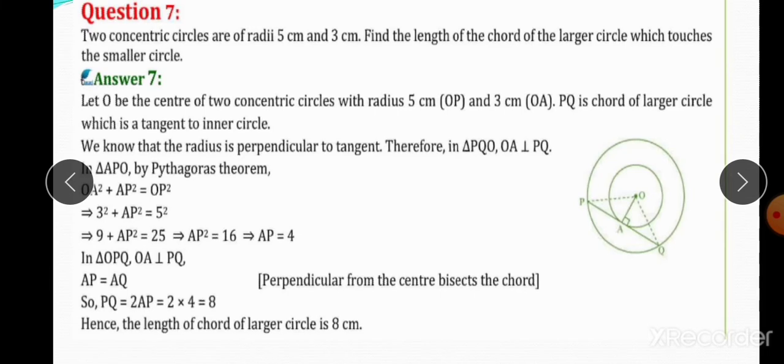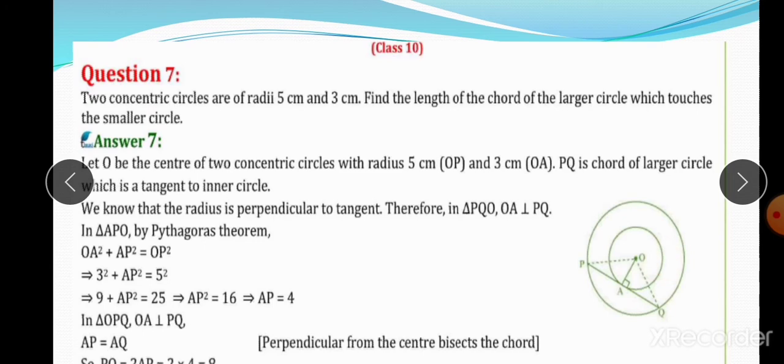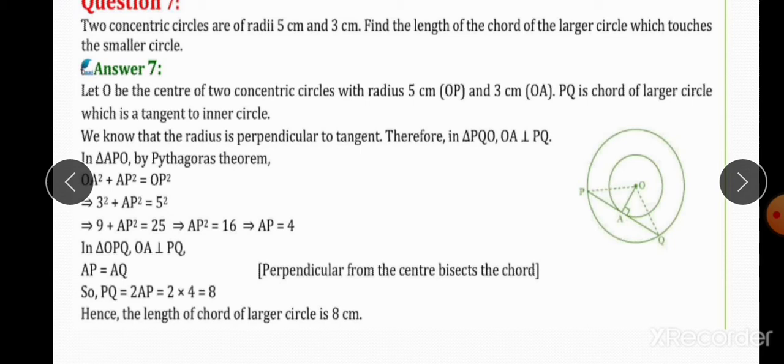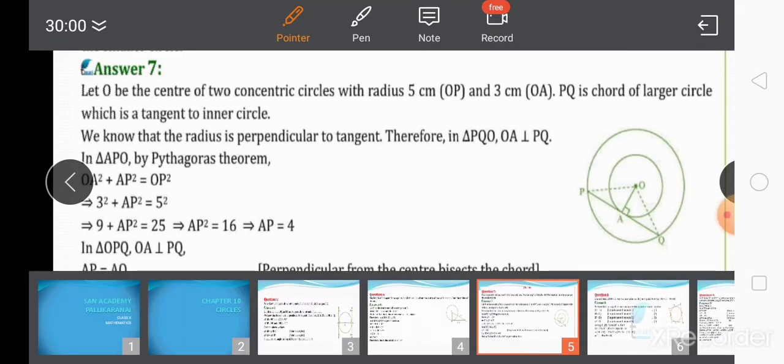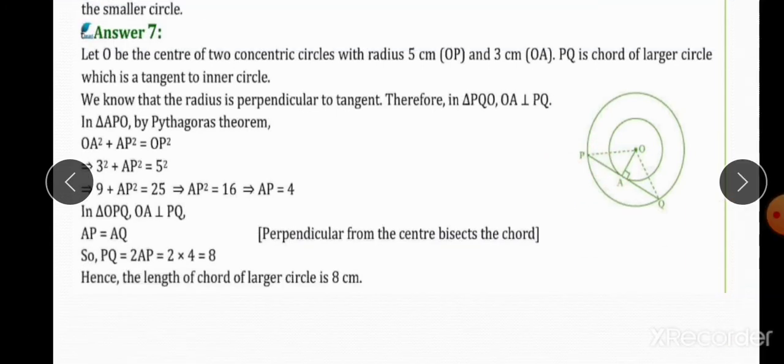Join OP and OQ. Now it forms two triangles. We have to find the total PQ. The bigger circle's radius is 5 centimeters and the smaller is 3 centimeters. OAP is a right angle triangle. Then 5 squared minus 3 squared gives AP squared: 25 minus 9 is 16, which is 4 squared. Then AP equals 4. AP equals 4 means AQ is also 4, because the chord is bisected by the perpendicular from the center of the circle. So AP equals AQ.